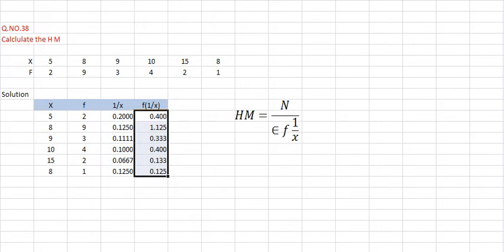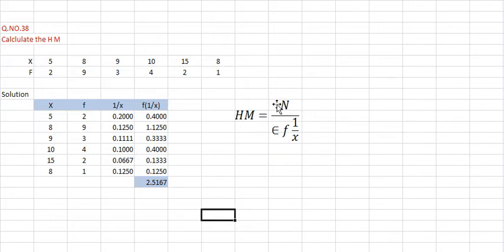So this was all about f into 1 by x. I have taken just 4 places. We need the total of this one. The total is 2.516467. Now use the formula for the harmonic mean. The same formula. n is the total of the frequency. The frequency total is 21.